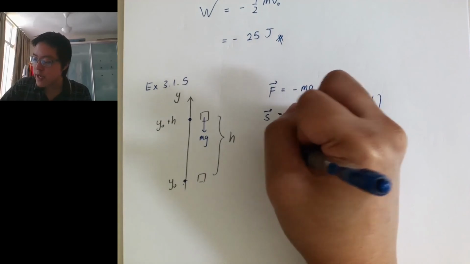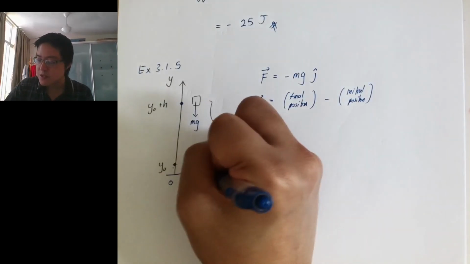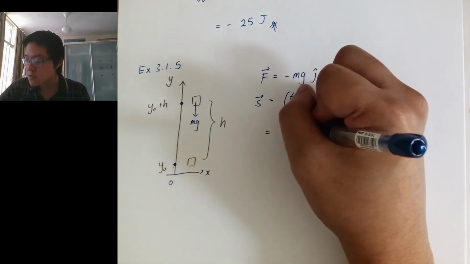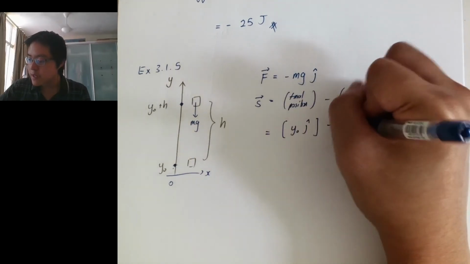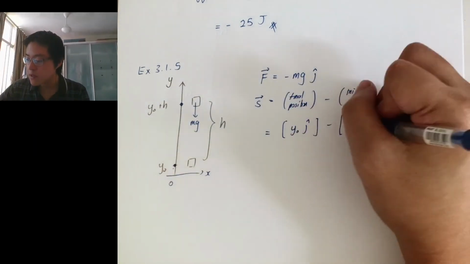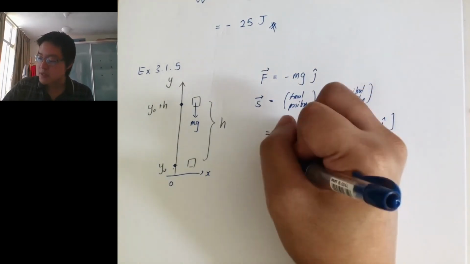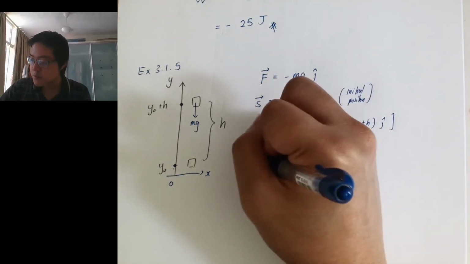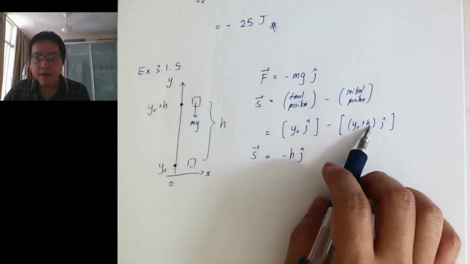Okay, so we don't care what the x coordinate is, right? Let's say this is x equals 0, the origin here. So my final position is y0 j, minus my initial position, which is (y0 + h) j. So the displacement is actually negative h in the j component, right? This minus this cancels the y0, and I get negative h here.